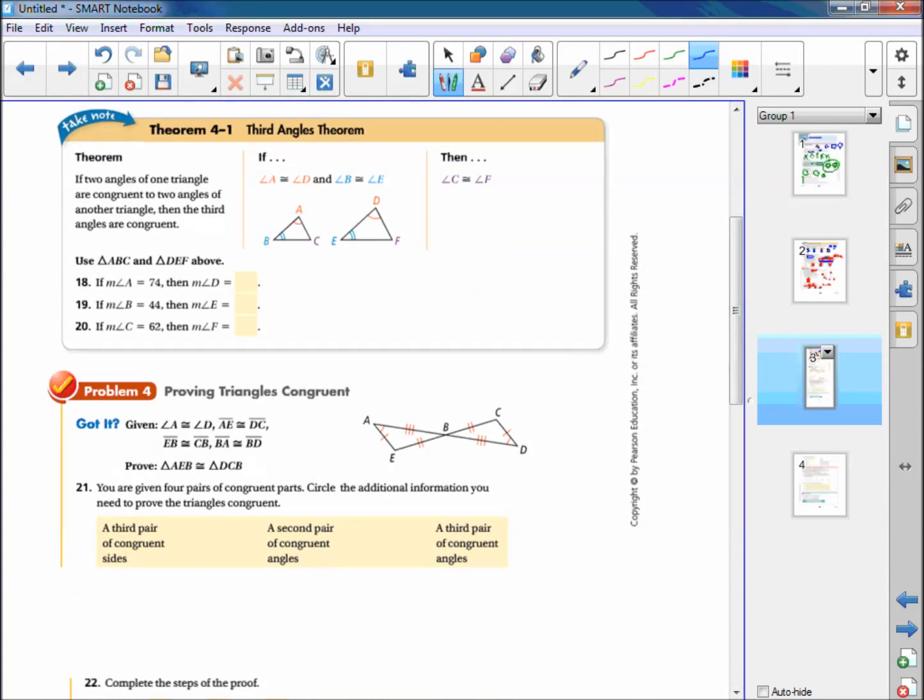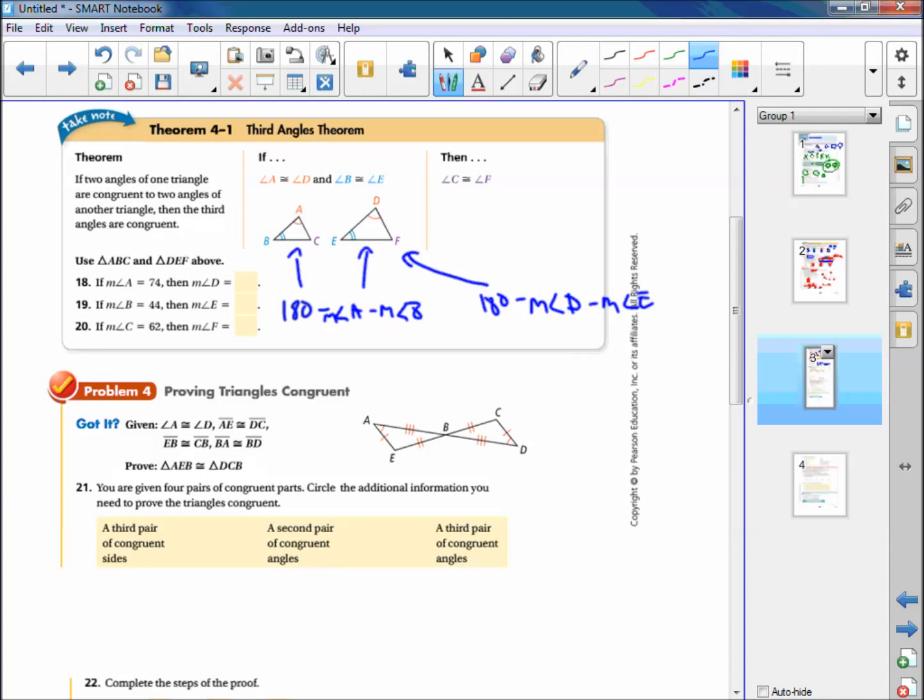So if two angles of one triangle are congruent to two angles of another triangle, well, then the third angle is going to be the same. And that just makes sense. So if you have two triangles, this one and this one, in both cases, you could find the third one, which in the left one is angle C, by subtracting the measure of angle A and B from 180. And over here, we could do the same thing. So 180 minus the measure of angle D and the measure of angle E.